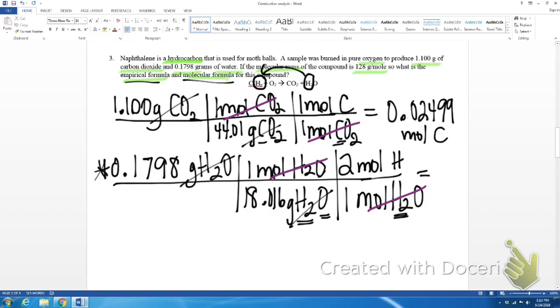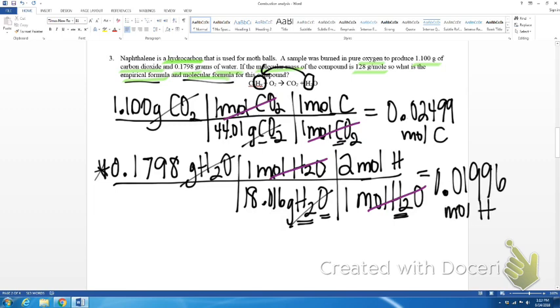And now we're going to go ahead and multiply across and divide, or whatever your favorite way is. But I'm doing 0.1798 times 2 divided by 18.016. And I get 0.01996, and that would be moles of hydrogen.